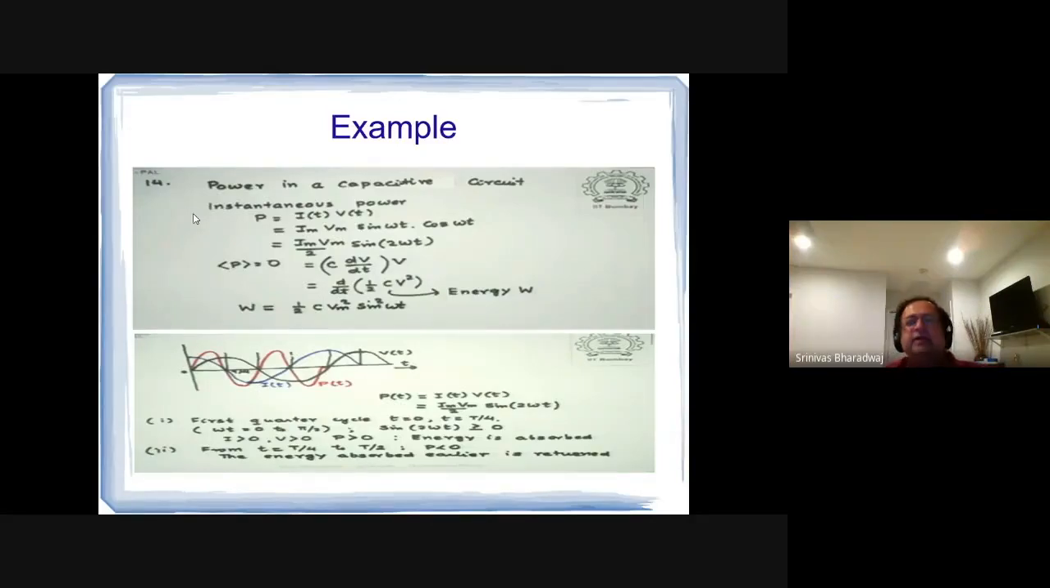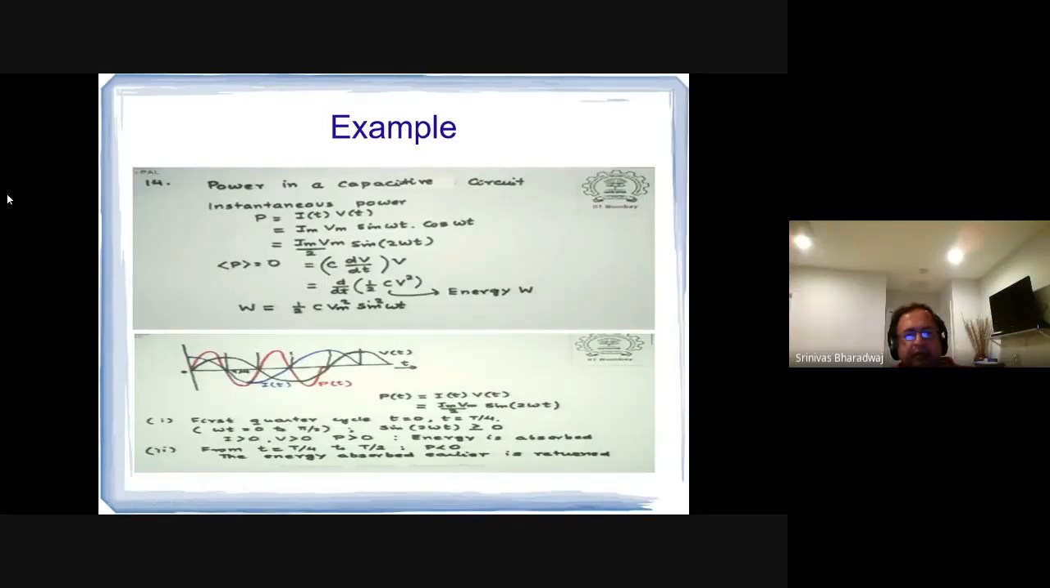Now, what is the work done? The work done, or the energy, is half C Vm square sine square omega t. Okay, so that is the instantaneous power, instantaneous work, right? But the net power is 0 over a full cycle, right? There's no power being consumed by just a pure capacitive circuit in an AC, right? So first quarter of the cycle you see, and second quarter, etc., right?